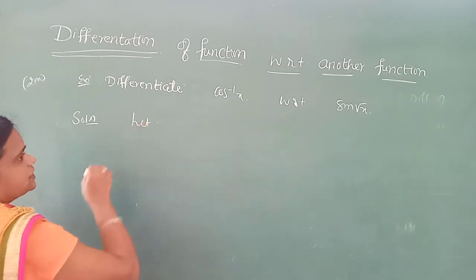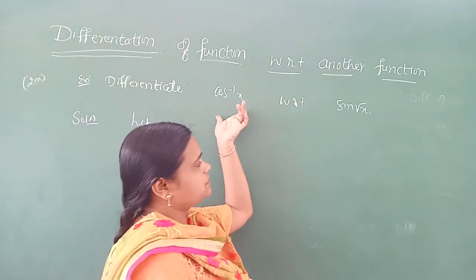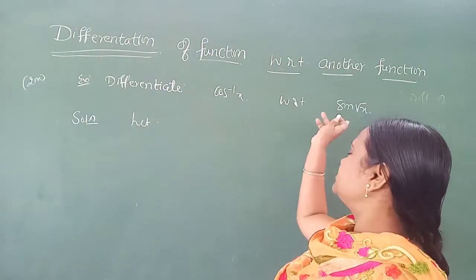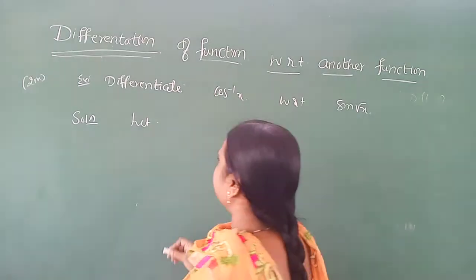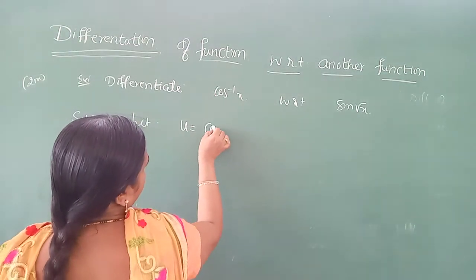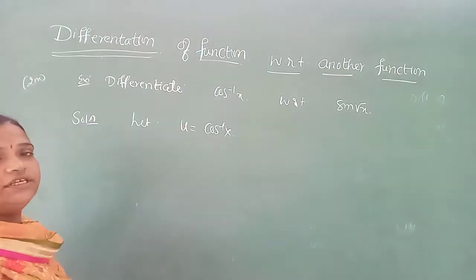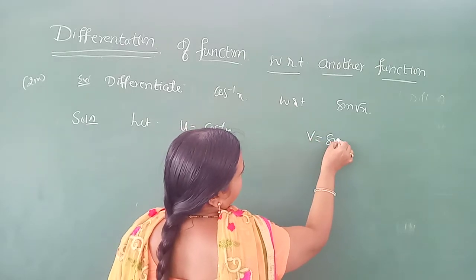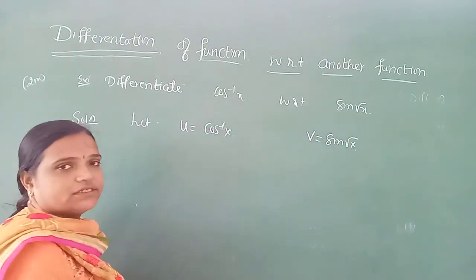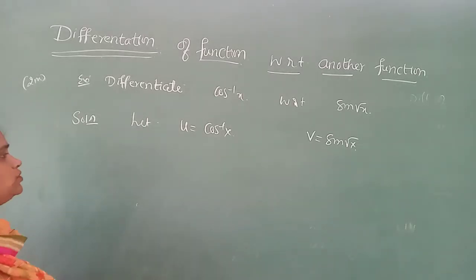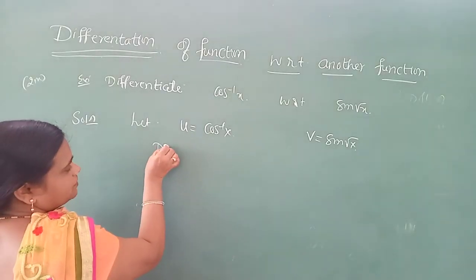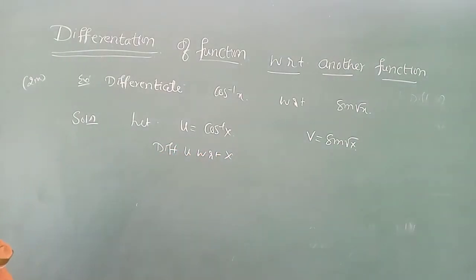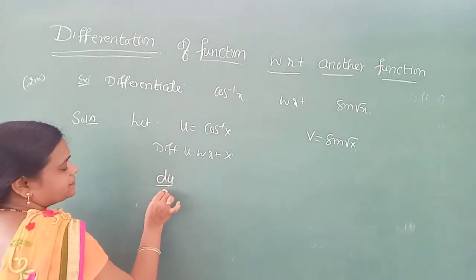Let us consider two functions. One is cos inverse x, another one is sin root x. Now we are doing the differentiation of the first function with respect to the second function. Therefore, let u be cos inverse x, and v be sin root x. Then do the differentiation, because u is a function of x. Differentiate u with respect to x. We get du by dx.